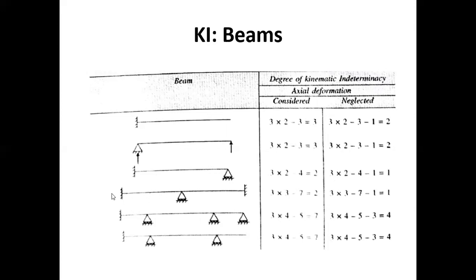In this case, we see a beam which is fixed at both ends, with an intermediate roller support at the middle of the beam. In this case also, the total number of reactions is 3 here, 3 here, and 1 here. So the total number of reactions is 7. 3 into 3 minus 7, that is 2. And if the axial deformation is neglected, then the number of members will become 1, and it is 2. So 3 into 3 minus 7 minus it will be here. Just a second.